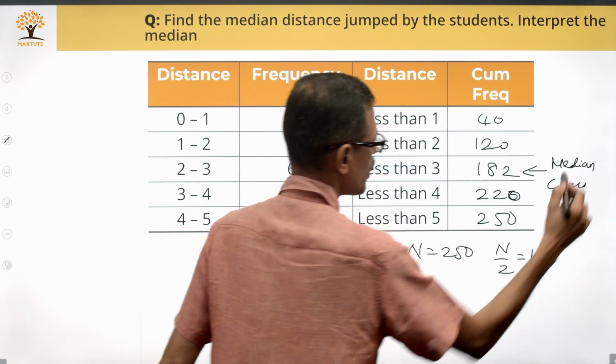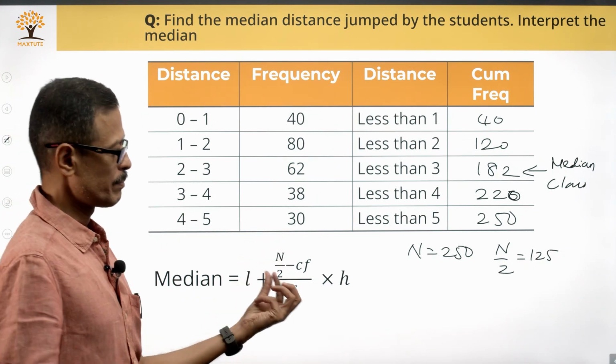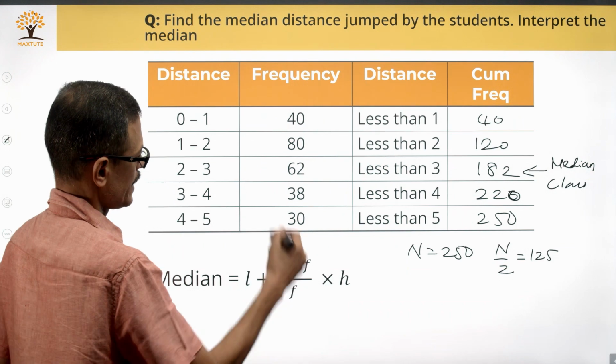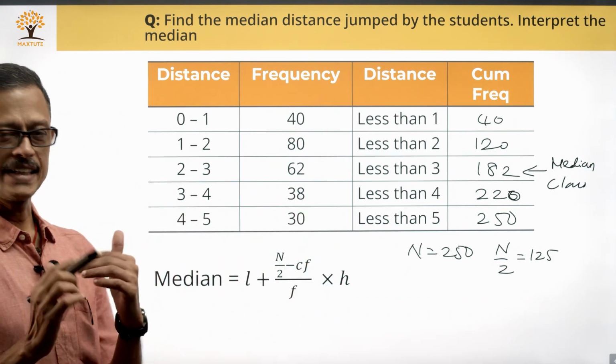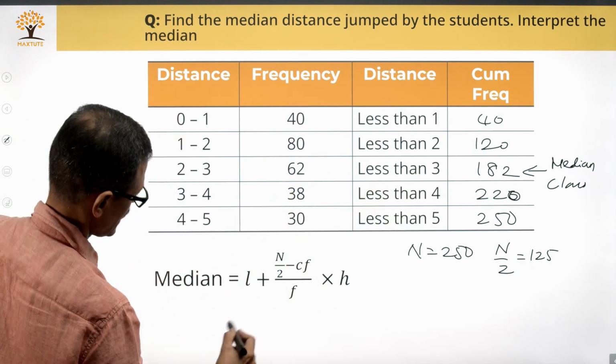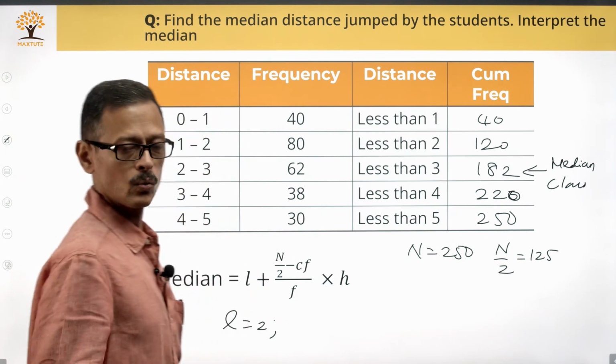Now let's look at the formula to compute the median. Median is equal to L plus N by 2 minus CF, divided by F, times H. This is what we have. We look at each of these things. Median is median. L is the lower limit of the median class. So L is equal to 2 for us. N by 2 we have already computed, that's equal to 125.